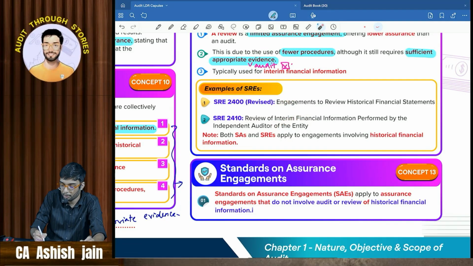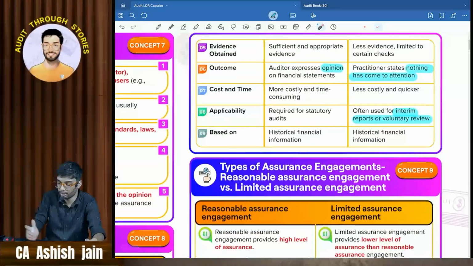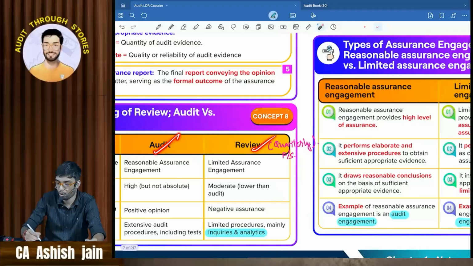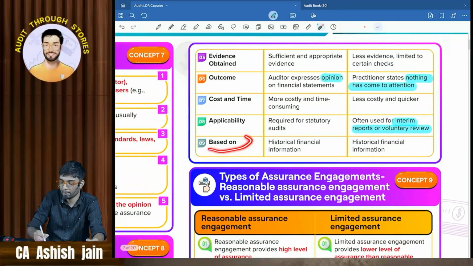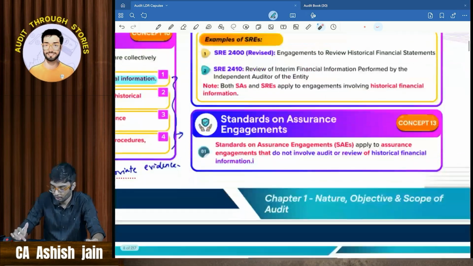Remember one thing: both SA and SRE apply to engagements involving historical financial information. We have already seen it over here. Whether it is audit or review, both are based on historical financial information. Okay, I hope you got it.